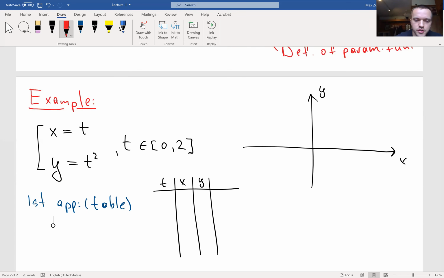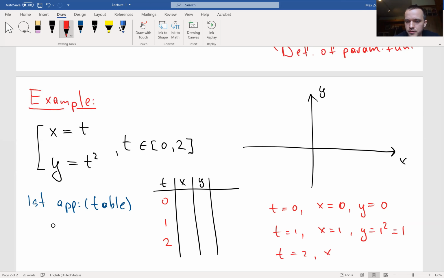And you can see t changes between 0 and 2. So I'm going to plug in 0, 1, and 2. When t is equal to 0, x is going to be equal to 0, and y is going to be equal to 0. When t is equal to 1, x is equal to 1, and y is equal to 1 squared, which is also 1. And when t is equal to 2, x is equal to 2, and y is going to be equal to 2 squared, which is 4.